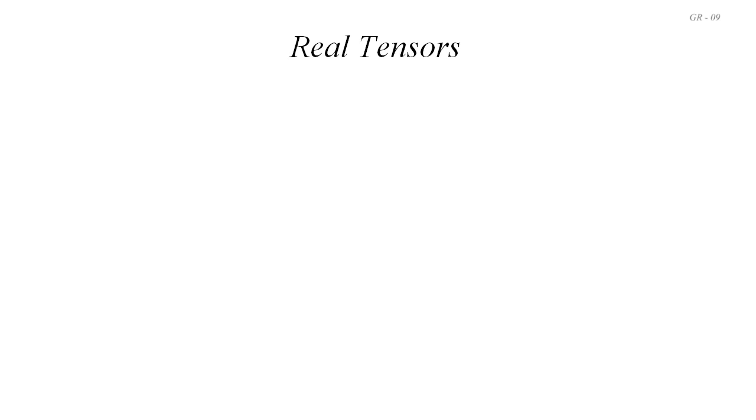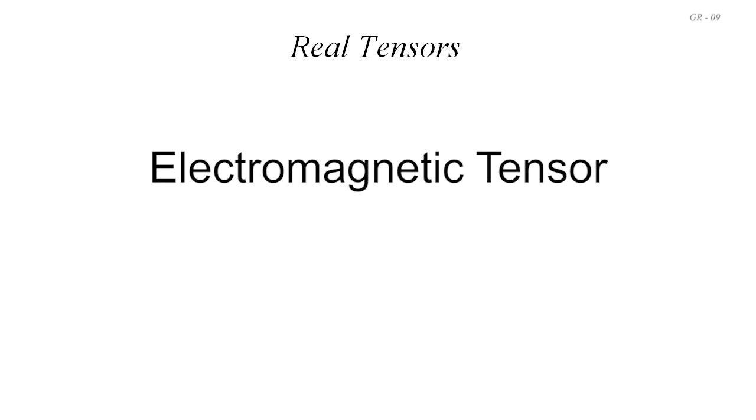Finally, after all this rather abstract discussion about tensors, it might be good to finish this video with an example of a real tensor which we may come across in later videos. Without much explanation, therefore, let me first give a version of what can be called the electromagnetic tensor.